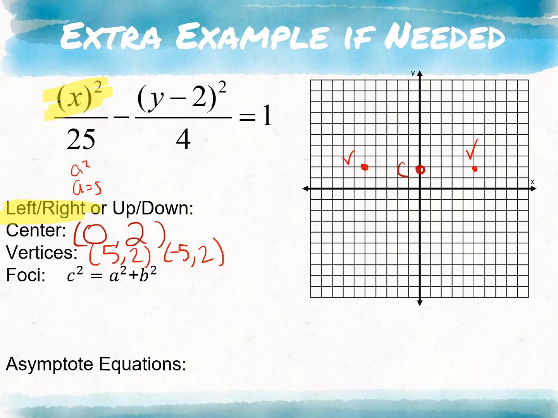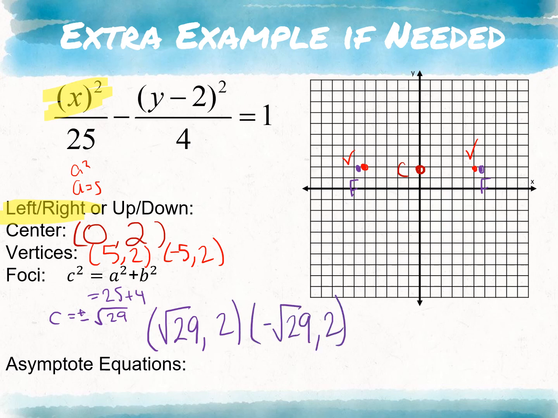Next, let's use our equation. 25 plus 4 is 29. If I take the square root of that, 29 does not break down, but square root of 29 is just a little more than 5. So a little more than 5 has me between the 5 and the 6. That would be my focus. And we want to write that as points. So our x value is 0, kind of convenient, right? Positive square root of 29, comma 2, and negative square root of 29, comma 2. All right, make sure you write those as points.